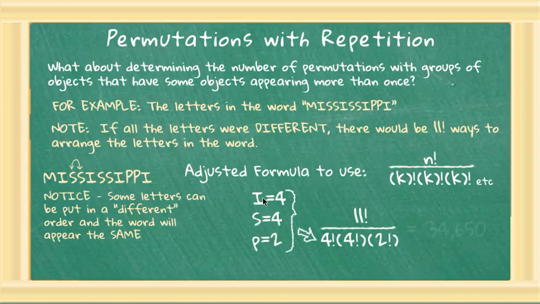So the I, for example, shows up 4 times, so I have to divide by 4 factorial. S occurs 4 times, I have to divide by 4 factorial again. P shows up twice, so I have to reduce my number of possible permutations by 2 factorial. So every time there's a duplicate or more than one of something, that's going to bring down my possible number of permutations by the factorial of that. So instead of 11 factorial, it's going to be divided by those amounts, and in this case the result would be 34,650.